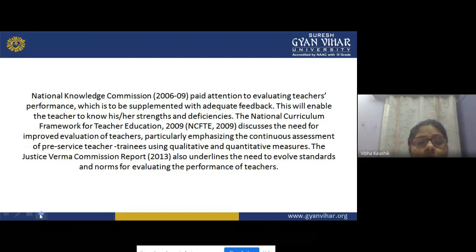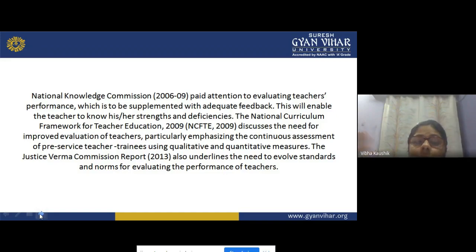National Knowledge Commission in 2006-9 means another commission. What he says about the teachers assessment, paid attention to evaluate teachers. Now what he is saying, that we must focus on how to evaluate teachers, how to assess the performance of the teachers. Evaluating teachers' performance, which is to be supplemented with adequate feedback.